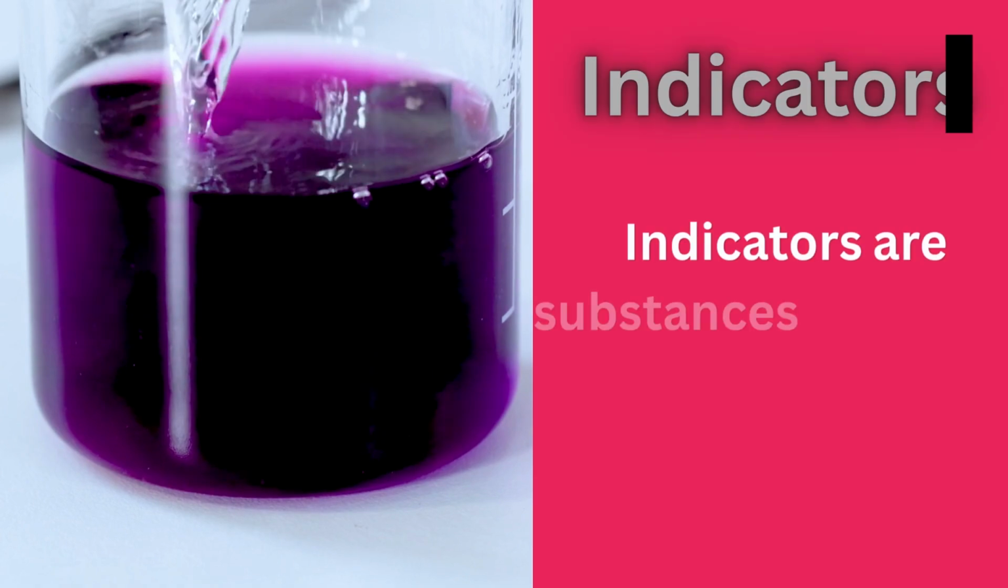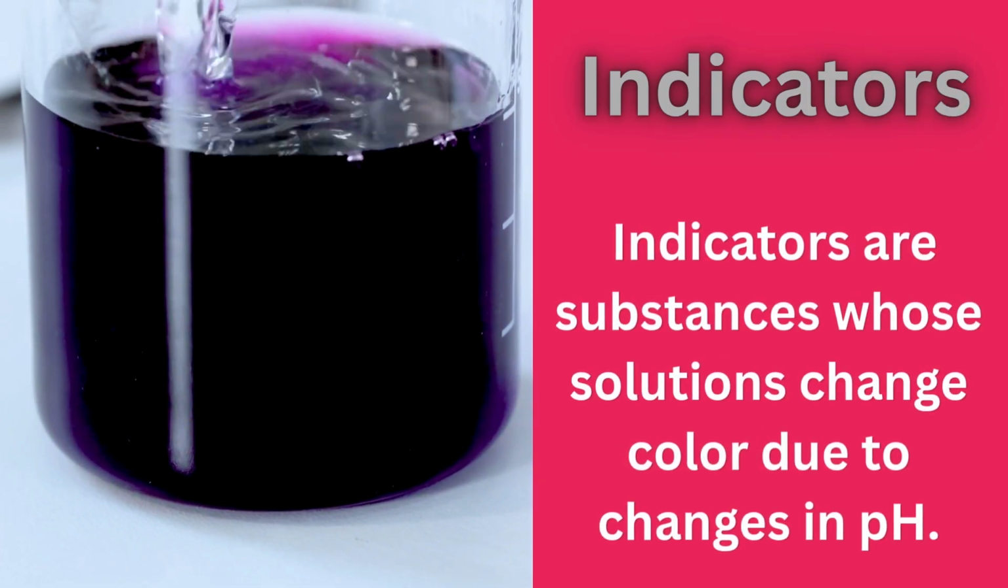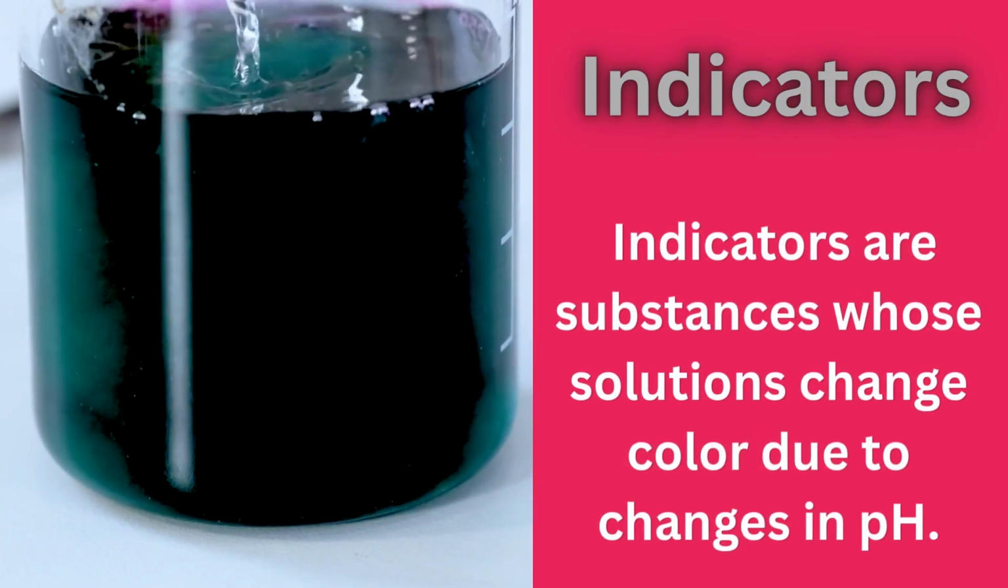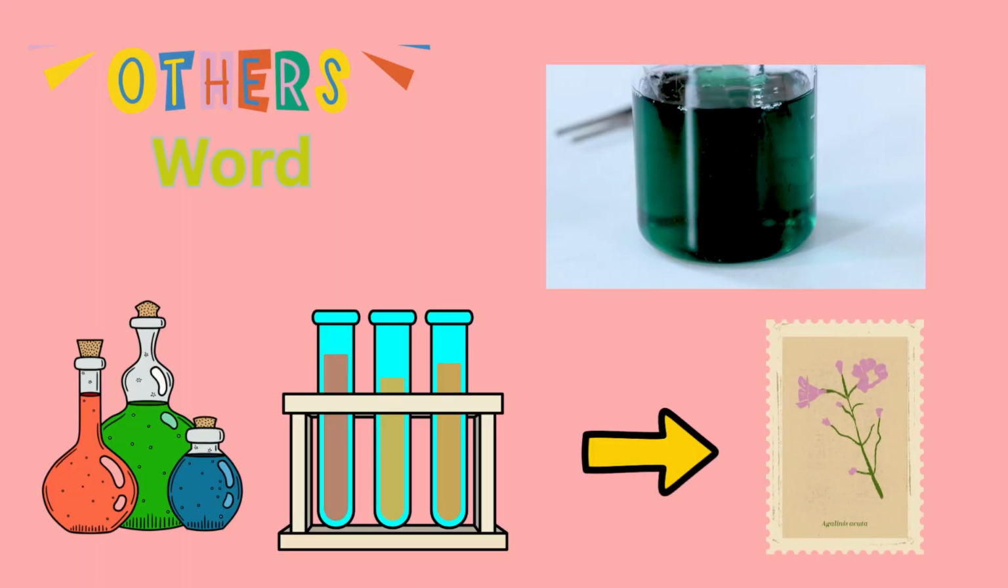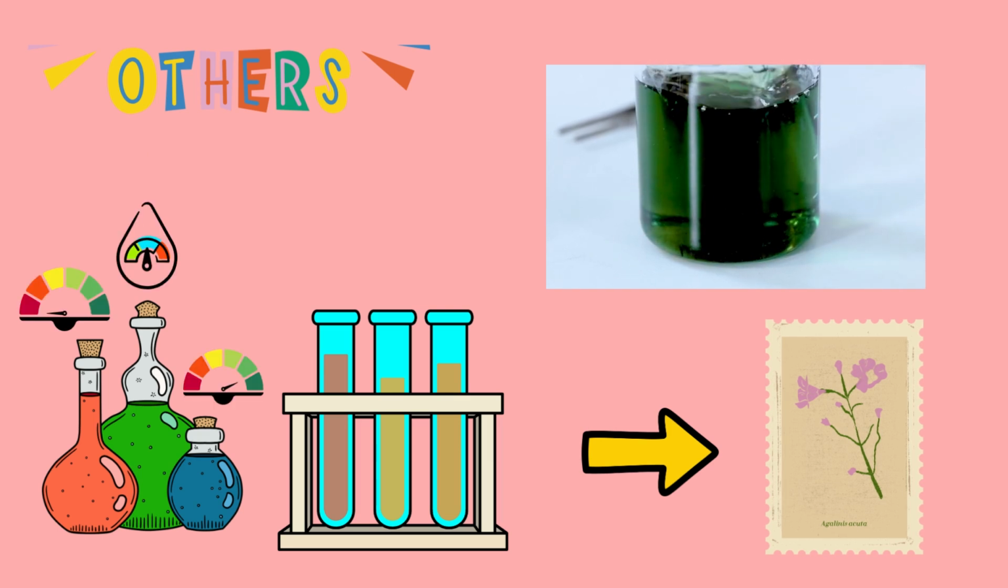So, an indicator is a substance that changes color depending on the pH of the solution it's placed in. In other words, it acts like a signpost, showing us whether a solution is acidic, neutral, or basic.